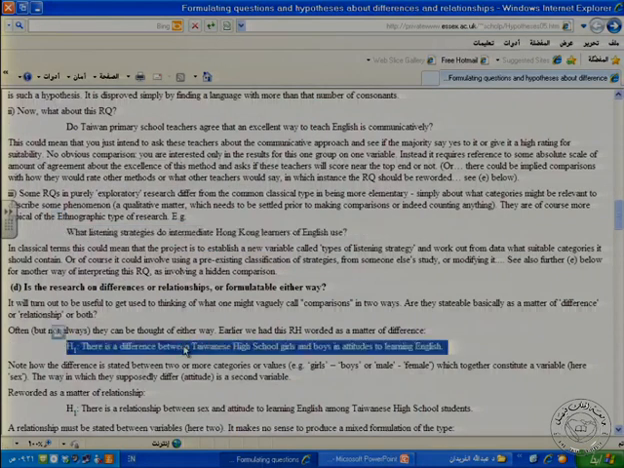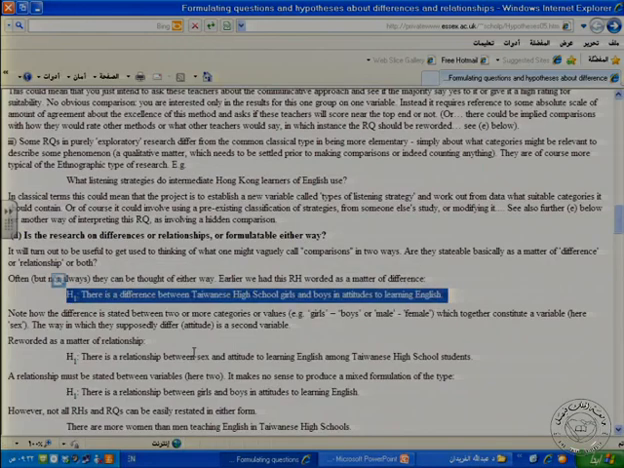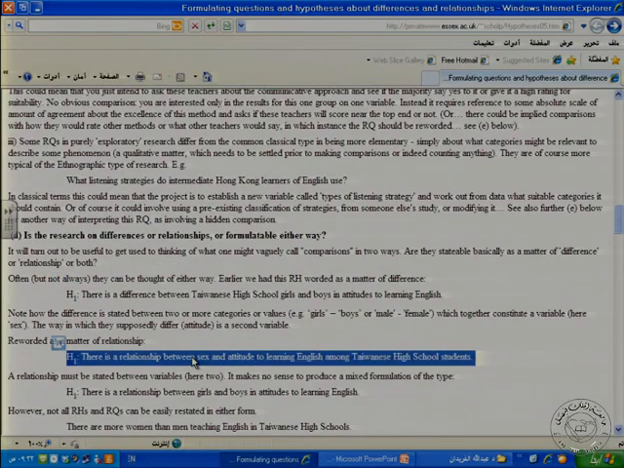Here is one hypothesis. There is a difference between Taiwanese high school girls and boys. It's the same. Here is one that's related to the previous one. There is a relationship between sex and attitude to learning English among Taiwanese high school students. So you would say there is a relationship between attitude and sex, but it does not show you which is in favor or which is not.